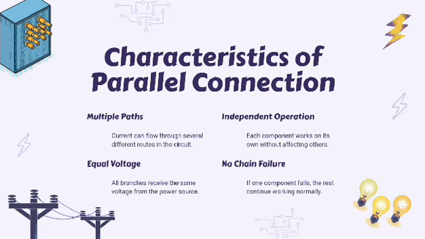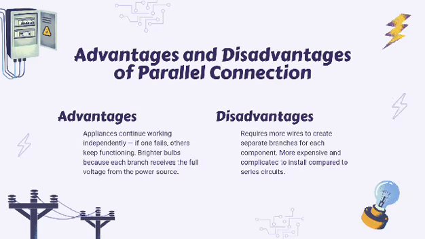Parallel circuits have multiple paths for current to flow. Each component works independently from the others. All branches receive the same voltage from the power source. Also, if one component fails, the rest of the circuit continues to operate.